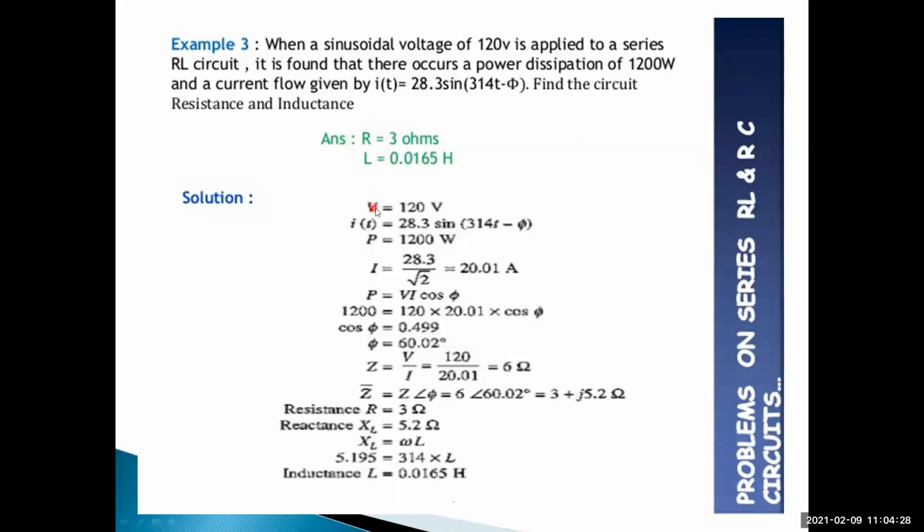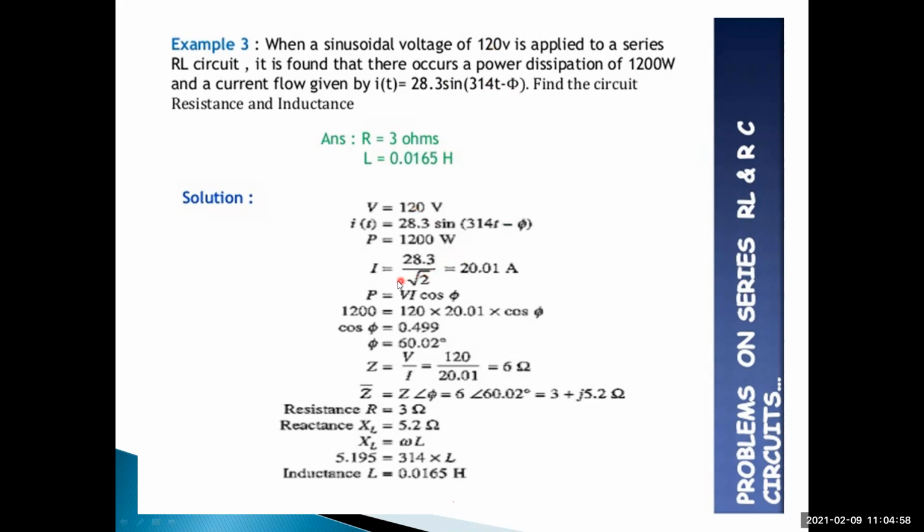From this data, V is equal to 120 volts. The supply voltage is 120 volts, and i(t) is equal to 28.3 sine of (omega t minus phi). The power consumed P is equal to 1200 watts. So P is 1200 watts, the current i(t) is 28.3 sine of (omega t minus phi), and V is equal to 120. So this is the data.